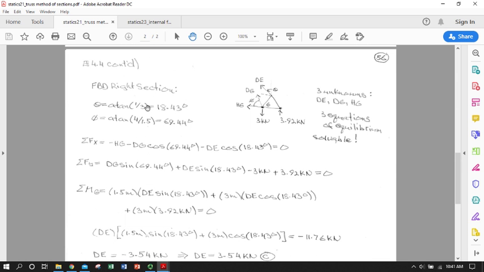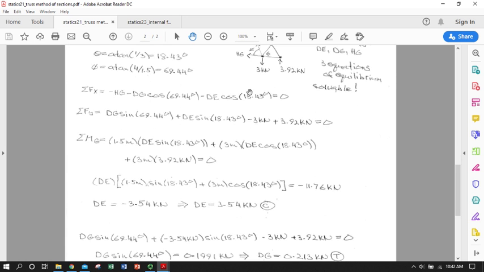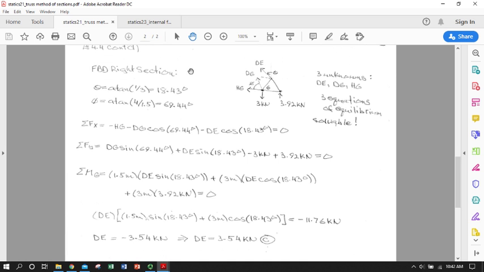So just to walk through it, I carried down the geometry of the whole truss and gave myself theta and phi at 18.43 and 69.44 degrees respectively. So that gives me the orientation of DG and DE versus the horizontal and vertical. So now I'm using a standard horizontal vertical I and J coordinate system here, just like we would with any kind of equilibrium analysis.